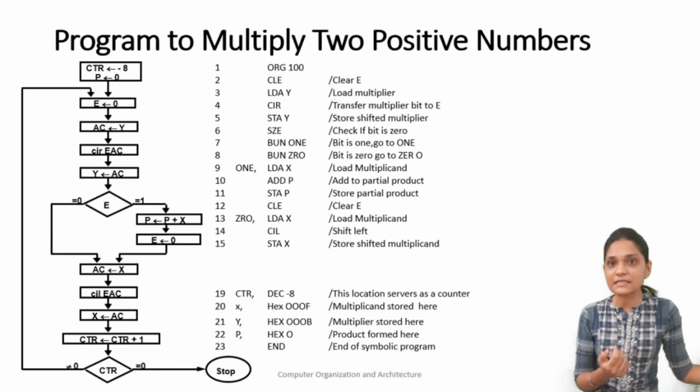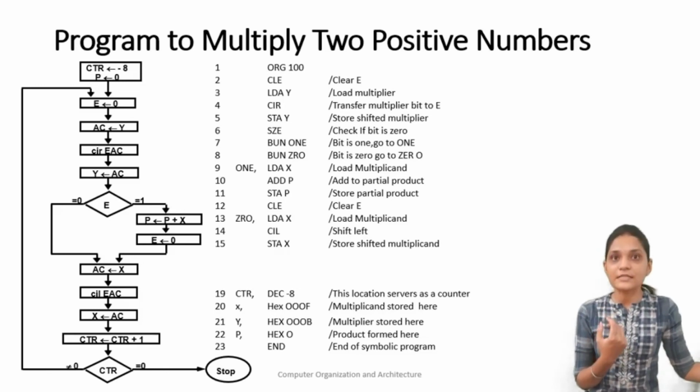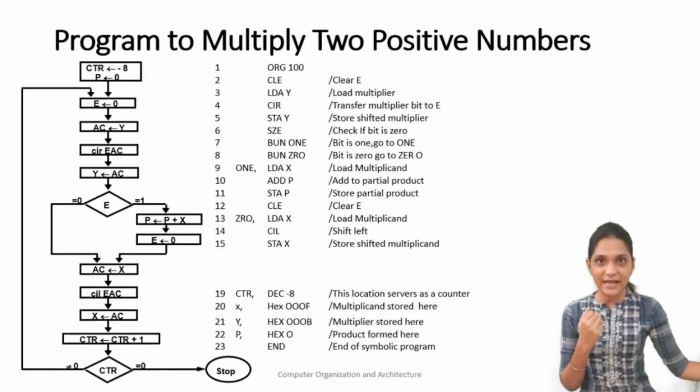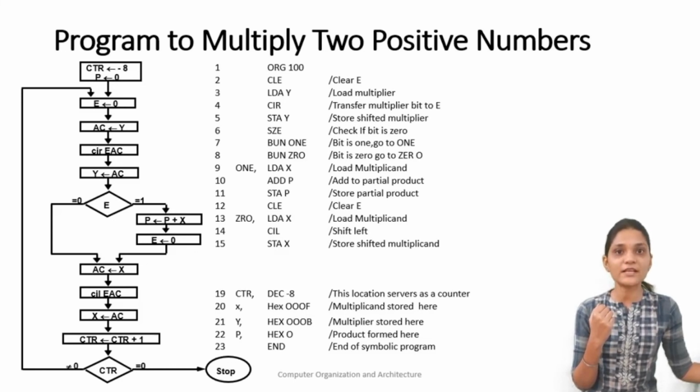After completing this, you have to check the CTR. If it is 0, then your task is completed. If it is not, then you have to jump to another location, and that location is up to clear E. That means you have to jump over here if it is not 0. First we have checked the E flag. If it is 0, then this instruction will be skipped. That is, the branching to 1 will be skipped and it will go directly to the next instruction, and that is branching to 0.